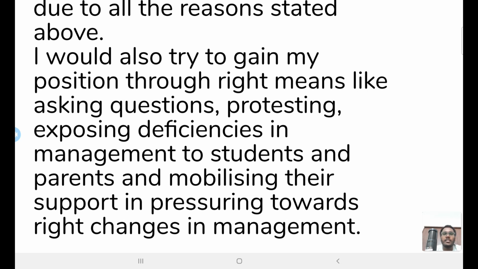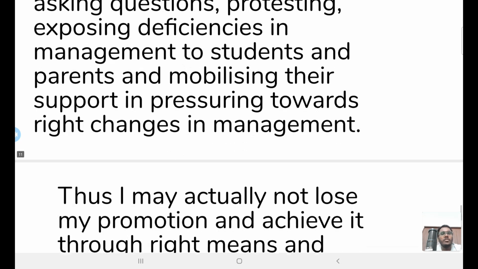We will be protesting. We will be exposing those deficiencies to students and parents, who in turn would support us, who in turn would protest, who in turn would bring media, and everyone will pressurize to get the right changes in management. This is how things go on in our society. You do not have to just accept what they're saying. If you feel something is wrong, then you change using these methods.